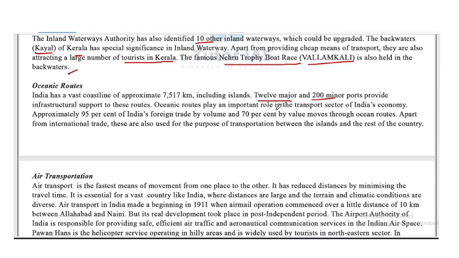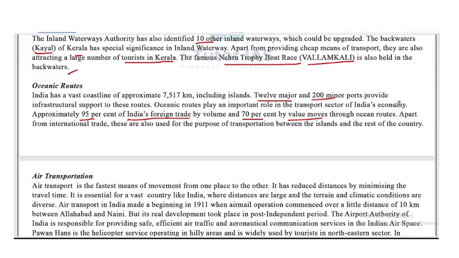Oceanic routes play an important role in the transport sector of India's economy. Approximately 95% of India's foreign trade by volume and 70% by value moves through the ocean routes.